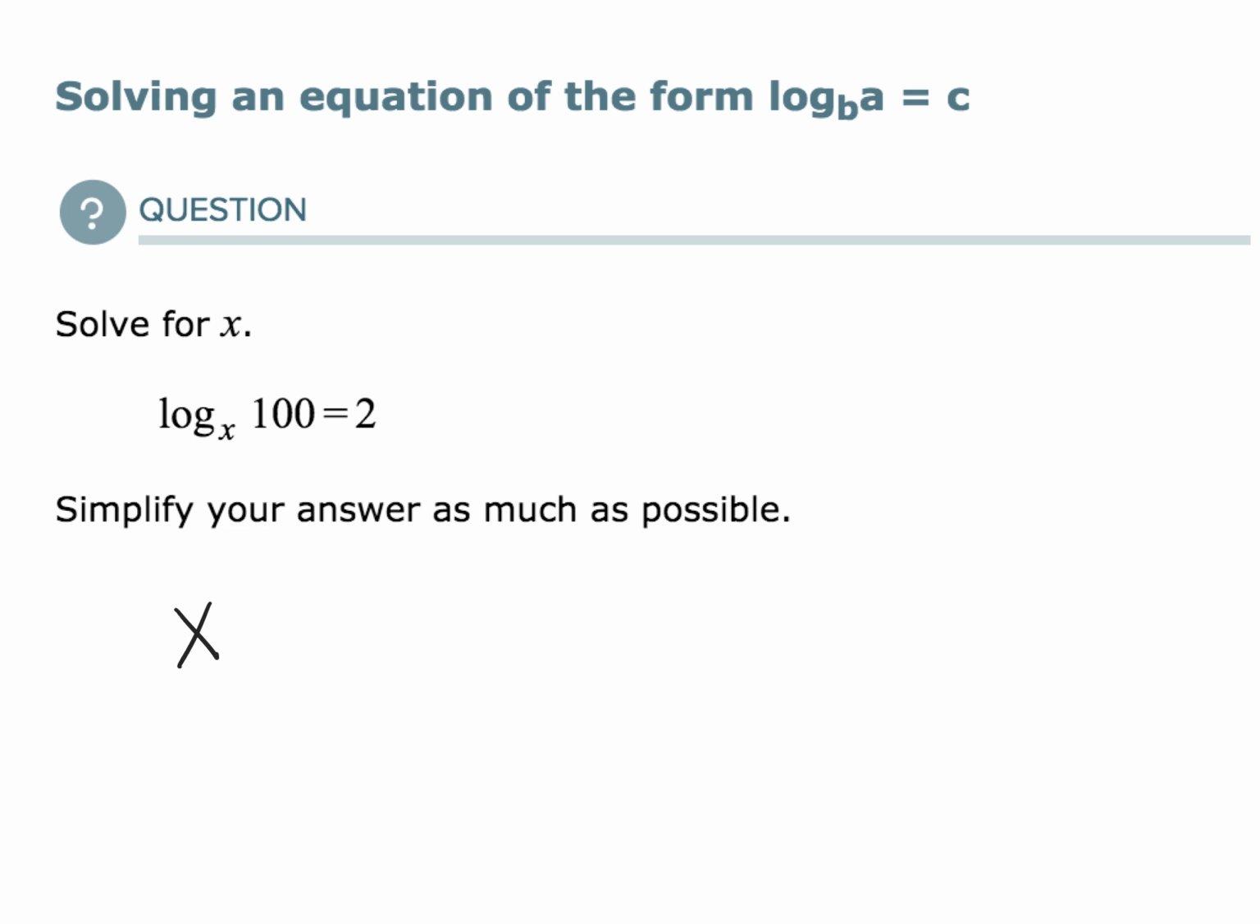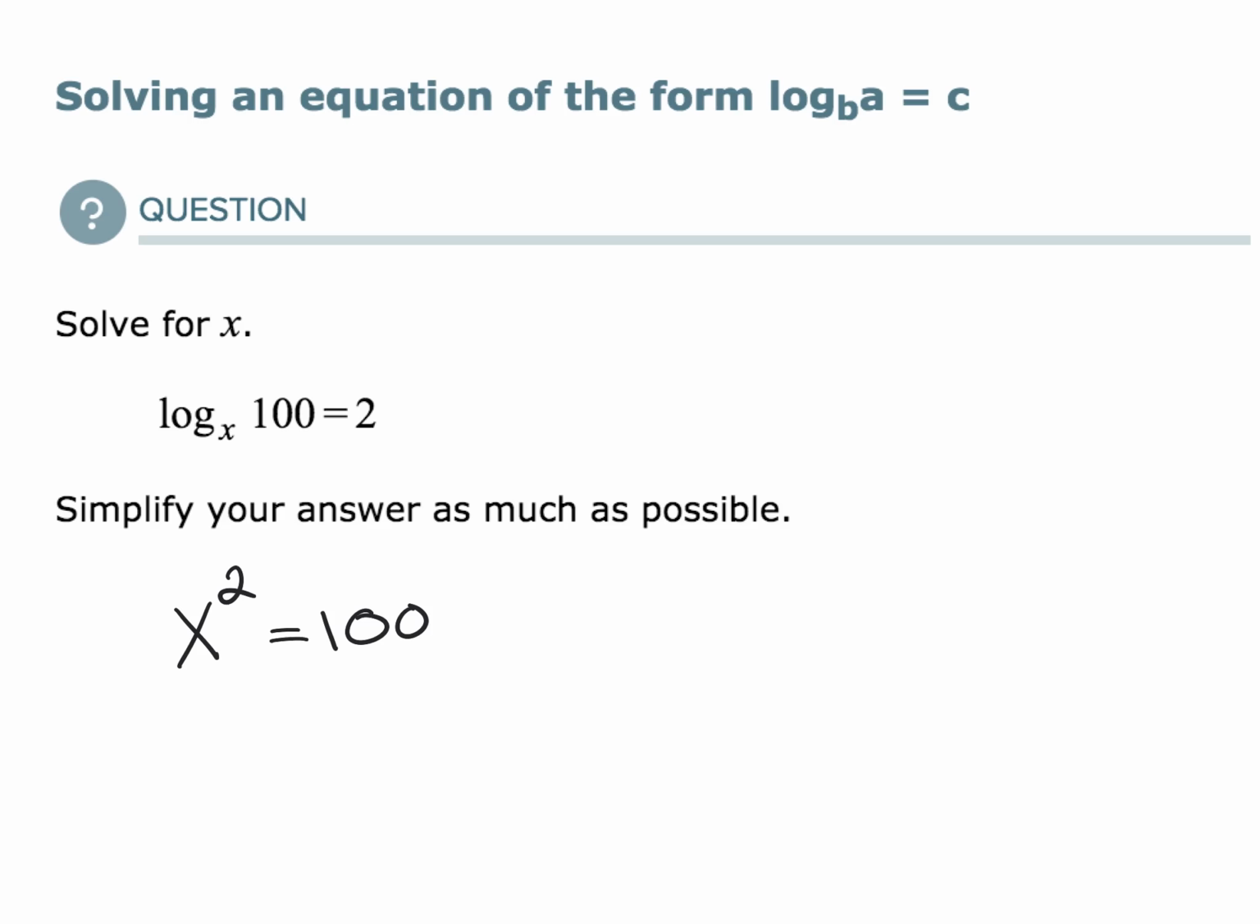What happens is basically these two switch. The logarithm is equal to the exponent. So what I get is x squared equals 100. Now this actually has two solutions, although I think Alex only wants the positive solution. The two solutions are 10 and negative 10, right? 10 squared is 100 and negative 10 squared is 100. But I think Alex only wants the positive solution.